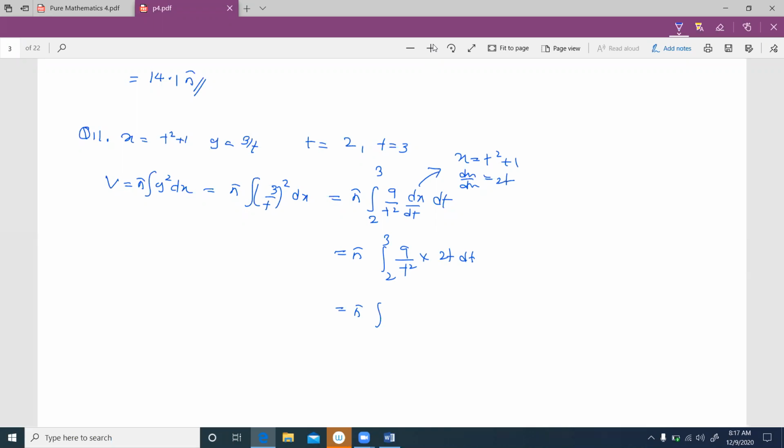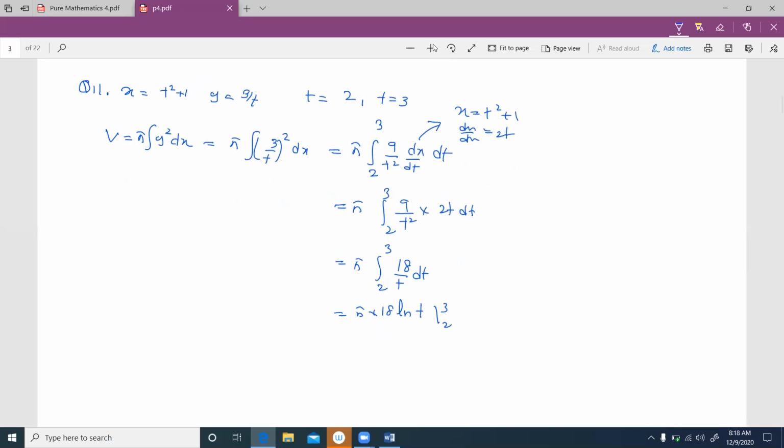Pi is from 2 to 3, so that is 18 over t dt. So this turns out to be pi into 18, 1 over t integration is ln, from 2 to 3. So if you work it out, that is 18 pi (ln 3 minus ln 2). This whole thing comes over here. So you can write 18 pi ln, the subtraction, as a division. So that's the final answer for that.